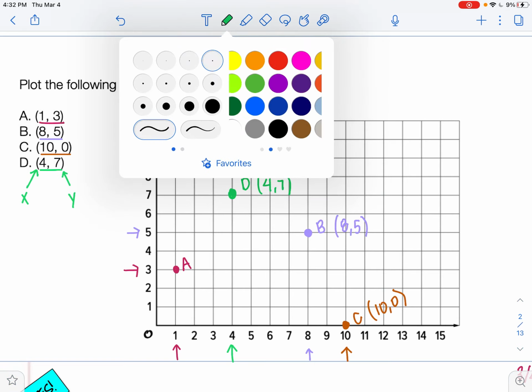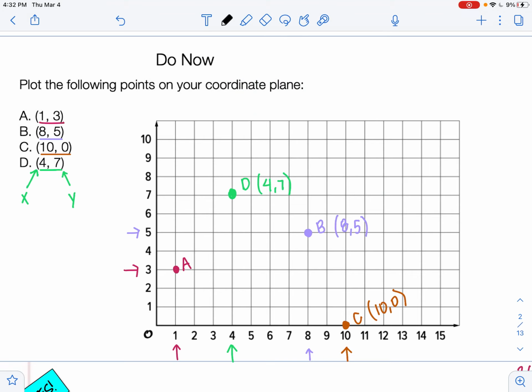Remember, the x-axis runs side to side. We should always have it labeled when we can. And the y-axis runs up and down.